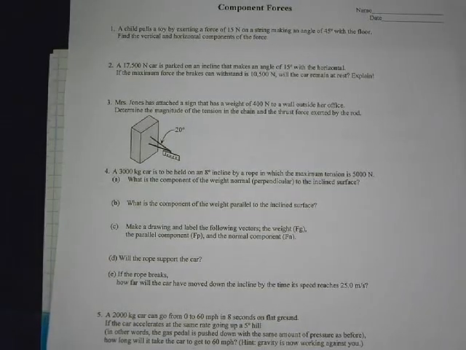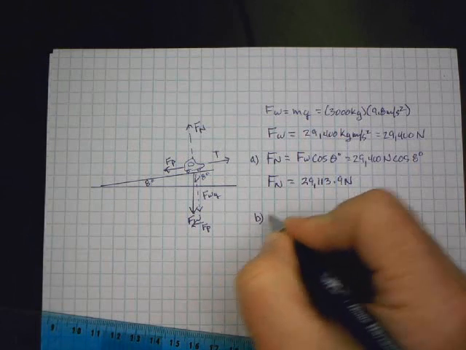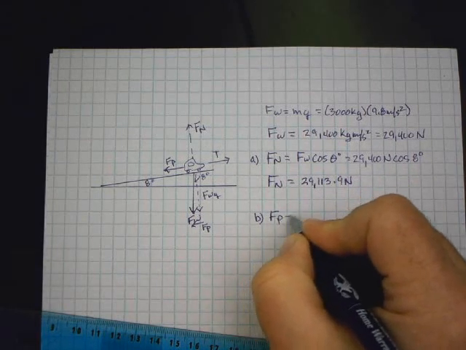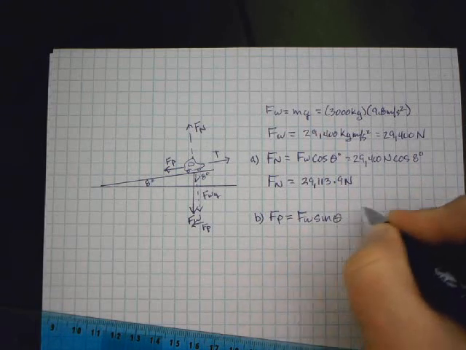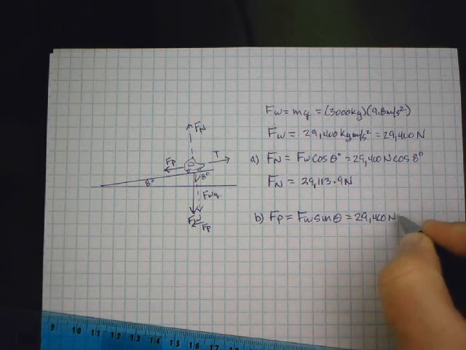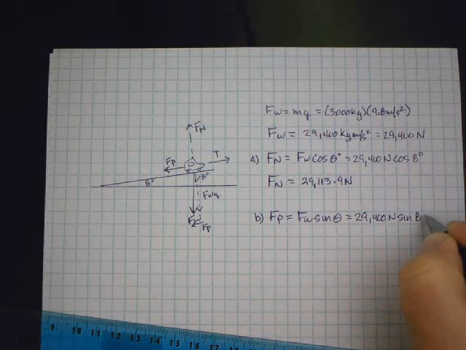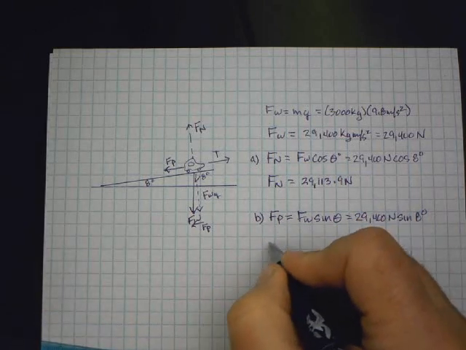Part B, what is the component of the weight parallel to the inclined surface? So FP, so this one's sine of 8 degrees.